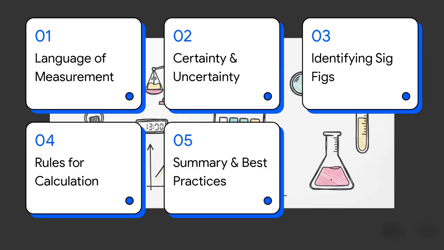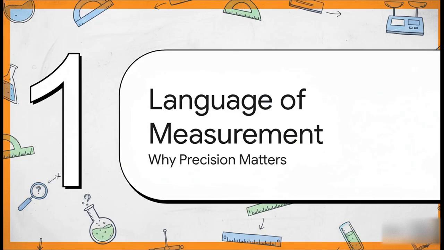Okay, so here's our game plan. We'll start with the why, the language of measurement. Then we'll break down what makes a number certain or uncertain. After that, we'll get into the nitty-gritty rules for counting sig figs and using them in calculations. And we'll wrap it all up with a summary and some best practices to keep you on track. All right, let's jump into section 1, the language of measurement.